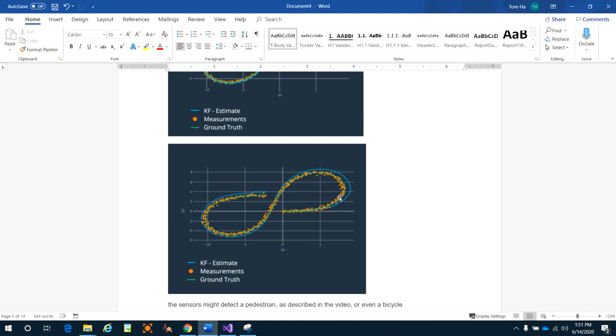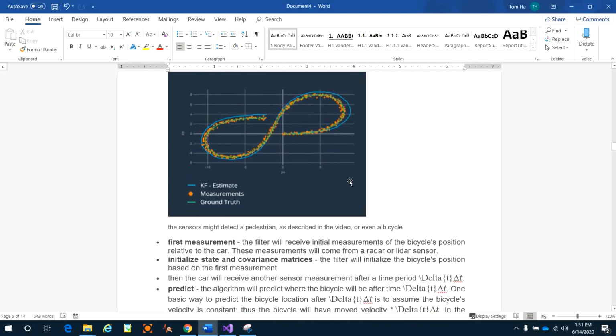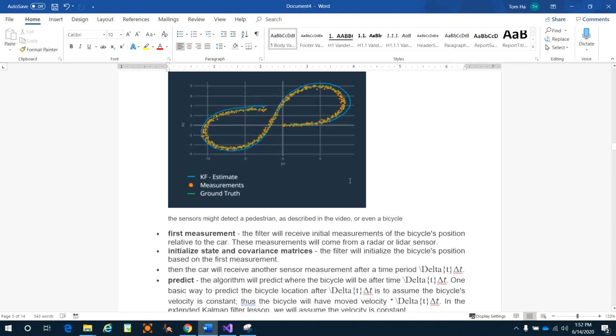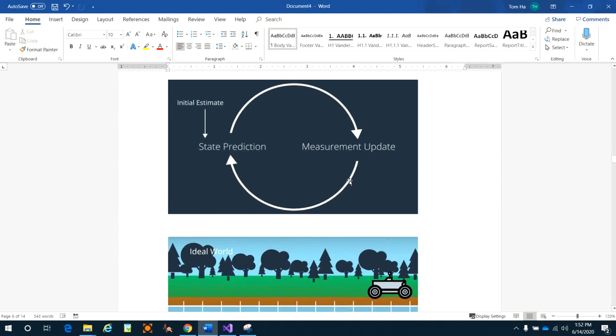So you can see how the noise and the uncertainty of the sensor measurement impact the Kalman filter results. So that's one thing I will talk about later, where we use the Kalman filter or the unscented Kalman filter. Okay, that's all.